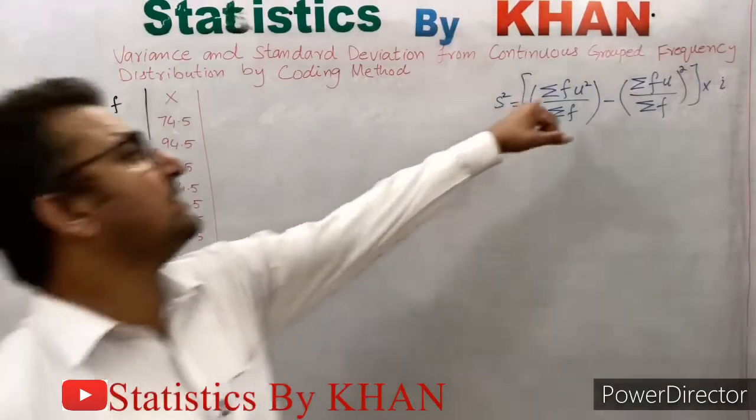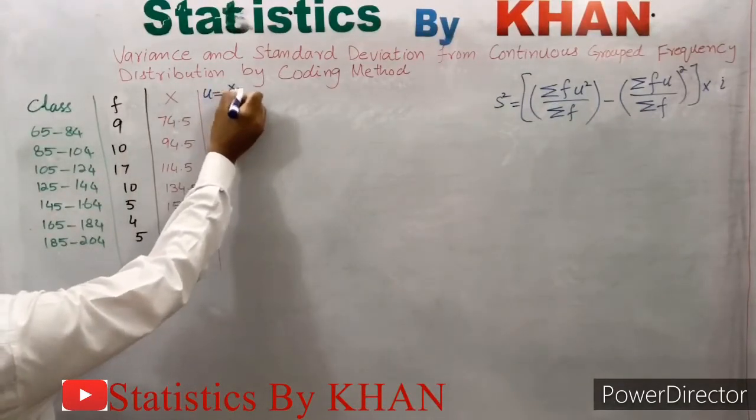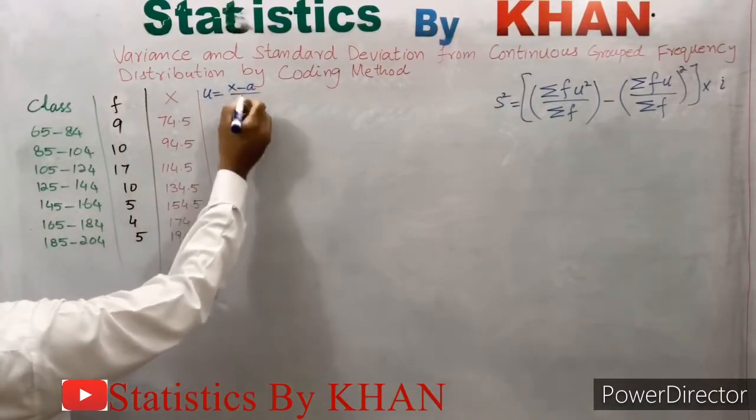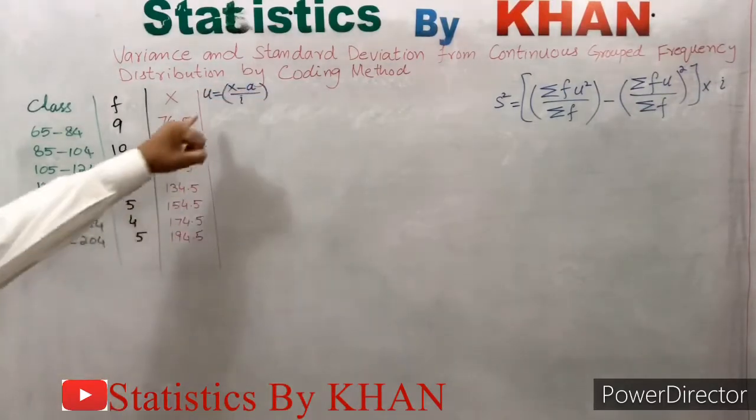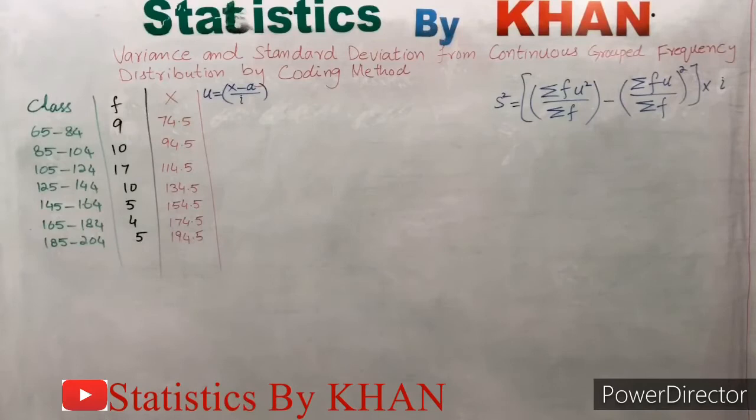Now what does u equal to? u is equal to x minus a divided by i. Defining u this way is called coding, and this method is called coding method. We have also discussed coding in detail in the lecture about the arithmetic mean from continuous group data by coding method. The interested viewers about the computation of u or the coding of u are referred to that lecture. Over there we have discussed the computation of u in detail. So after watching that video, the viewer will fully understand the computation of u or the coding of u.